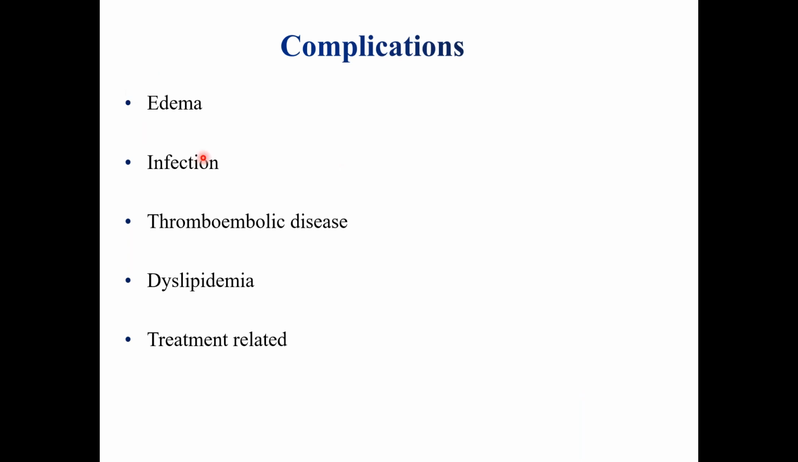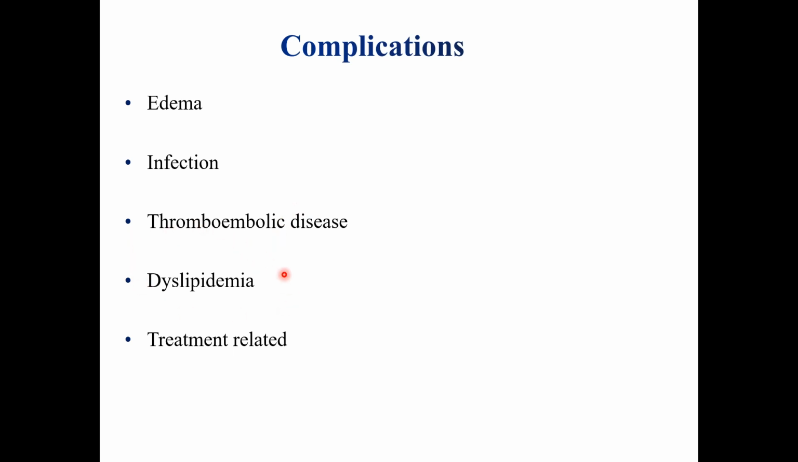Well, the cardinal manifestation of nephrotic syndrome is edema, and many of these patients are also prone to multiple infections. I'll be talking about these individual complications in the later slides. And because of the loss of protein C, protein S, and antithrombotic factors, these patients also tend to develop multiple thrombi, although this is uncommon in pediatric nephrotic syndrome as compared to adult nephrotic syndrome, where the incidence is really high.